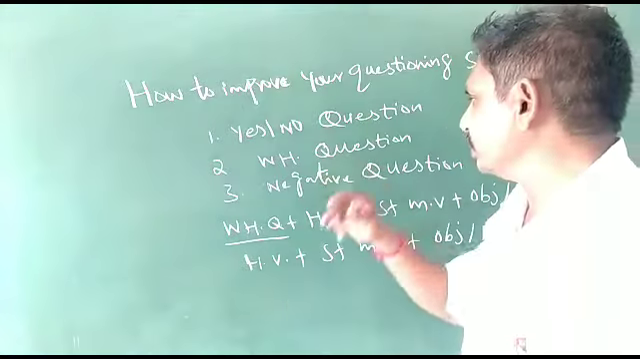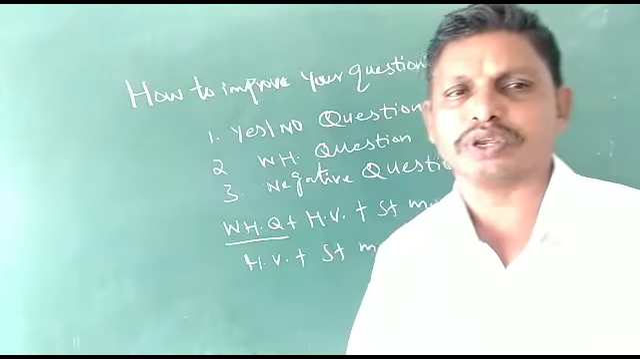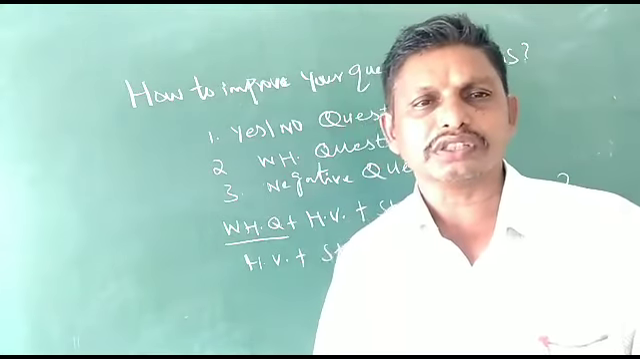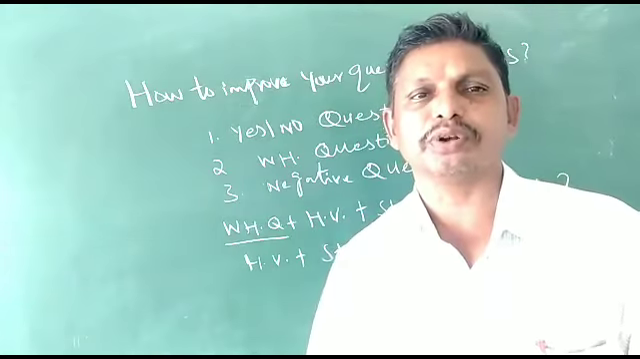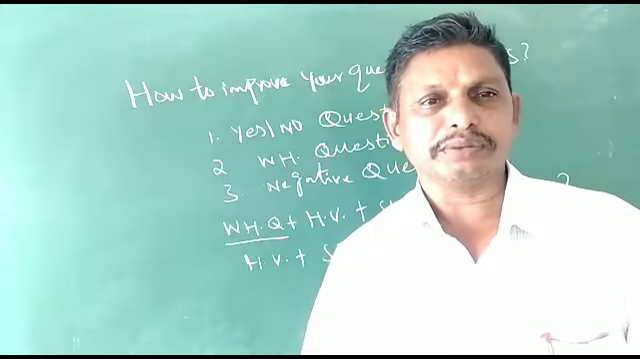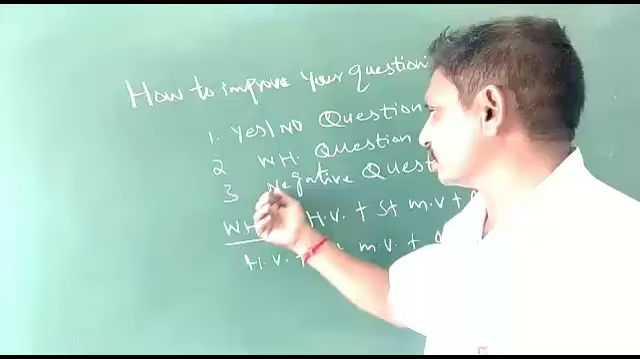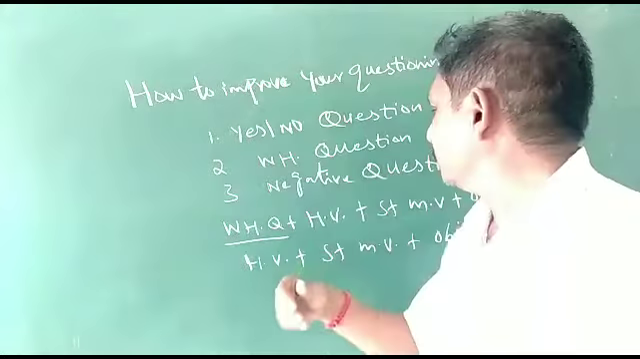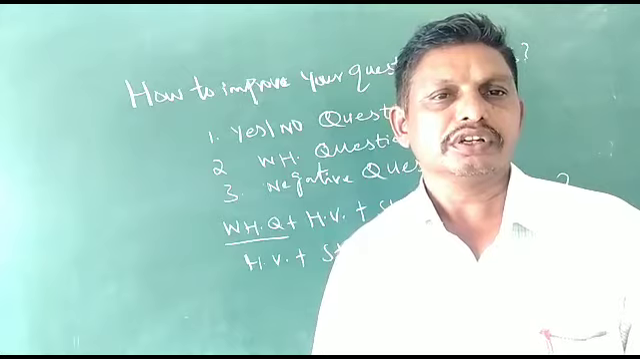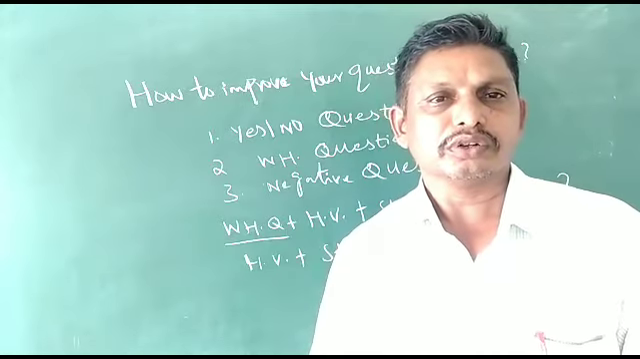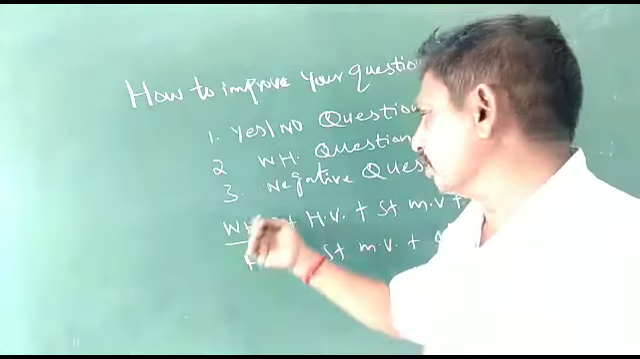The other one is WH questions. A WH question starts with what, where, when, which, why, who, whom, whose. For this question, we cannot answer just yes or no. We need to give some information. For example, why are you late? I am late because I missed the bus. We need to give a reason for this question. So this is called a WH question. The other one is the negative question. Don't you like fish? Don't you like mangoes? Don't you want to go over there? Something like this. They are called negative questions.